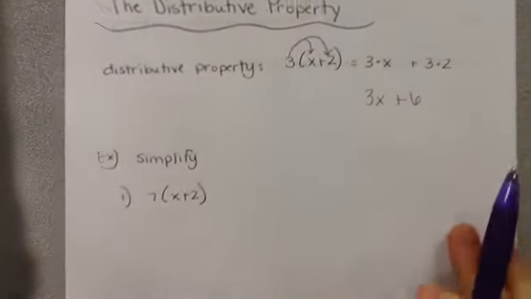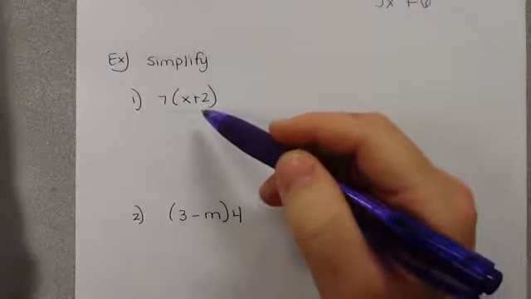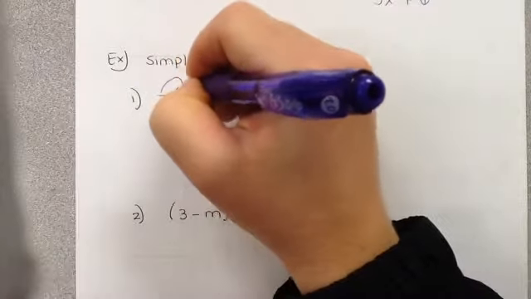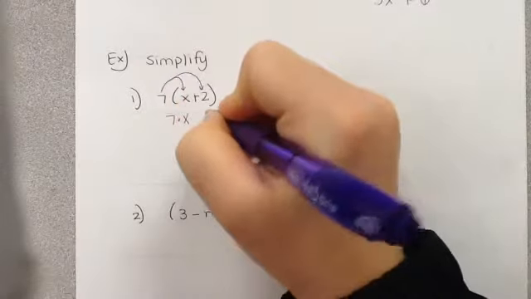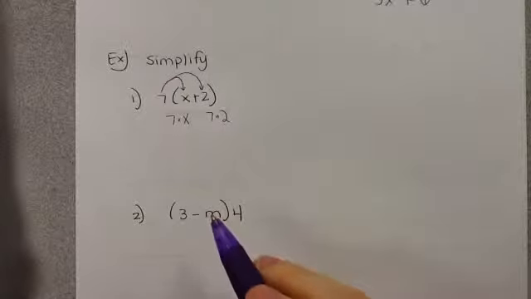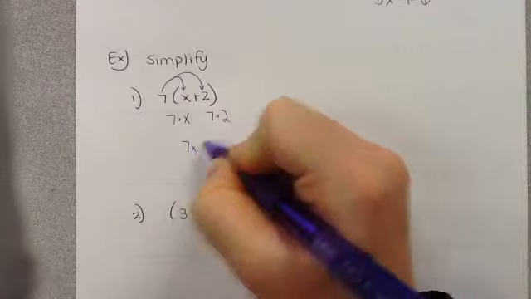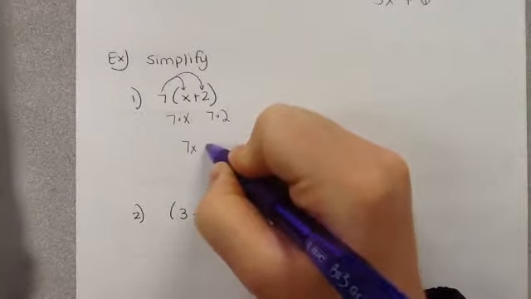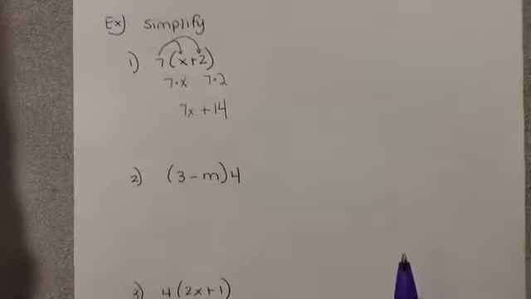Let's try one of these. This is 7 times, in parentheses, x plus 2. I'm going to distribute this 7. 7 times x and 7 times 2. I want you to draw in those arrows, please, so you don't forget the second one. What is 7 times x? 7x. 7 times 2, positive 14. So you're going to distribute that to both pieces through multiplication.